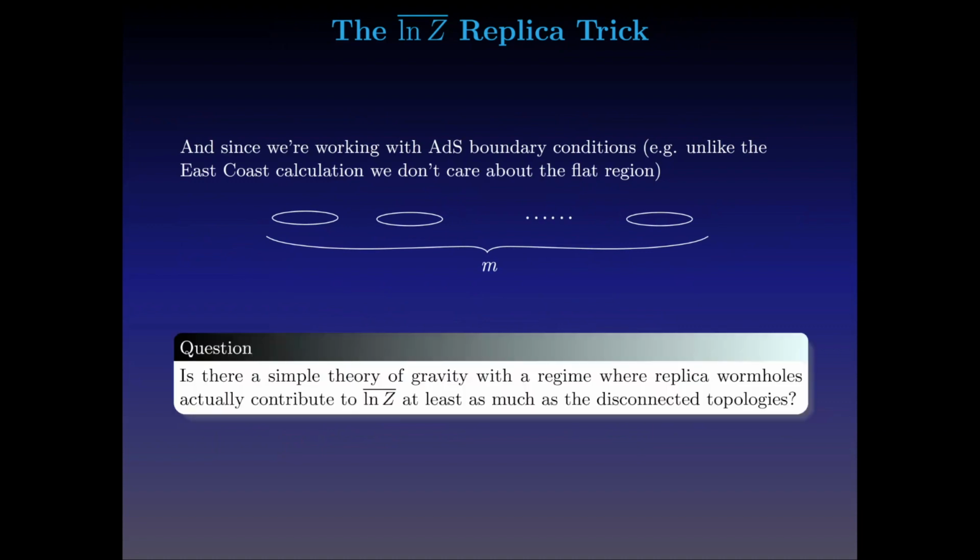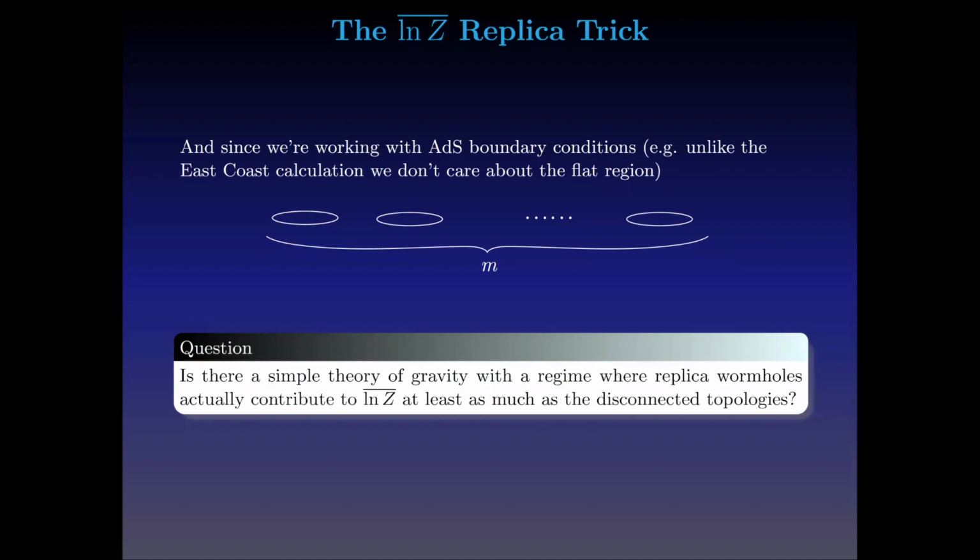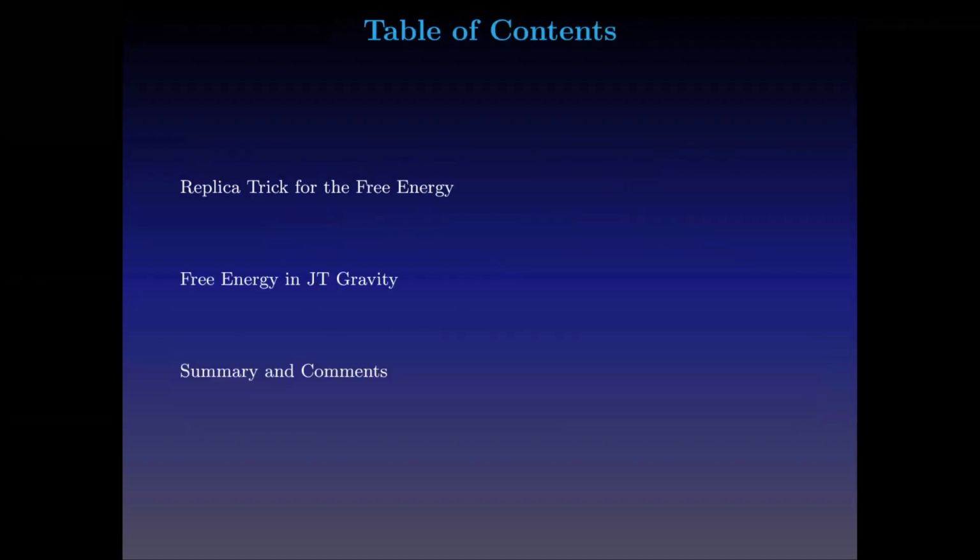So the question that Alex and Sebastian and I were asking is whether there is a simple theory of gravity with a regime where replica wormholes can actually contribute to log Z at least as much as the disconnected topologies. So we've already seen that they can contribute, in the sense that it's important to include this additional replica trick if you want to get an actual 0 entropy for a pure state. But again, it's a subleading order correction. And the question we want to ask is whether there's something that can actually contribute at the point where it makes a big difference to the value of log Z. And that brings me to our calculation of the free energy in JT Gravity.